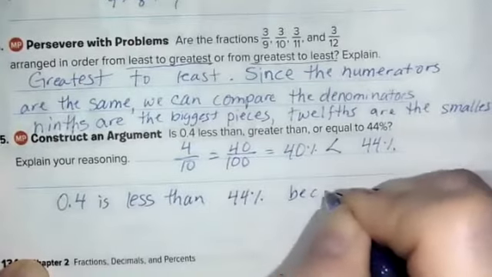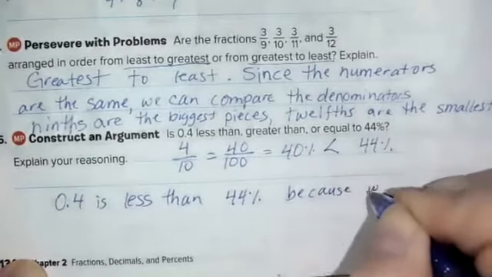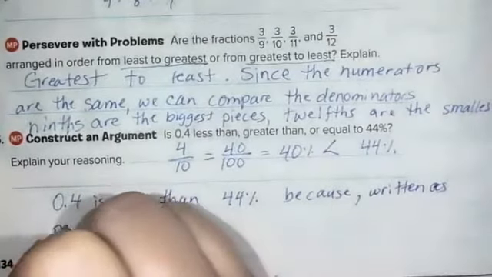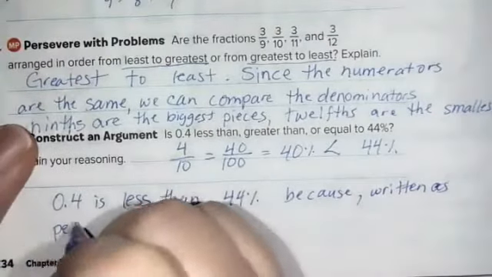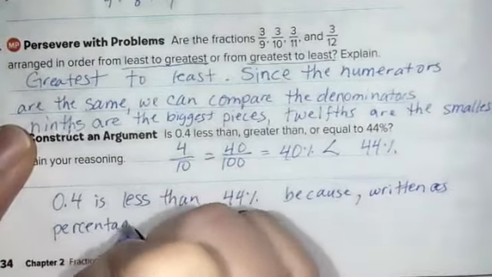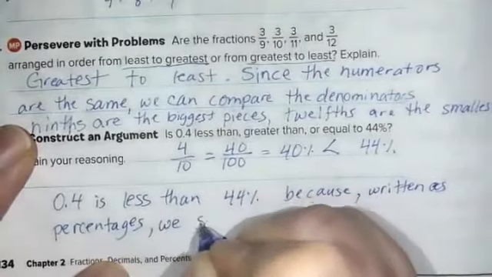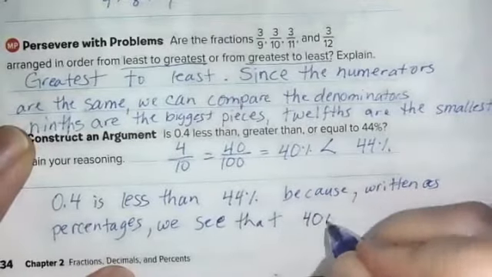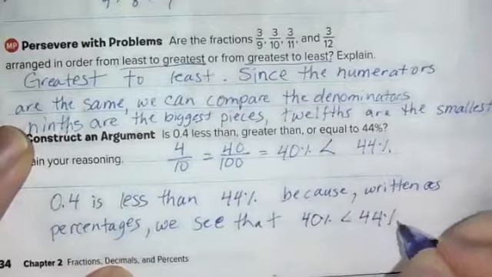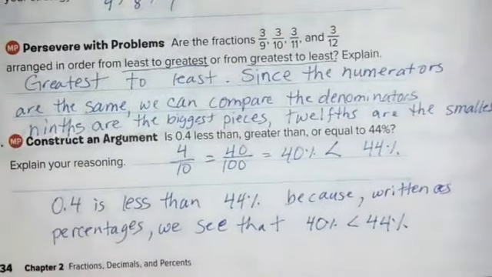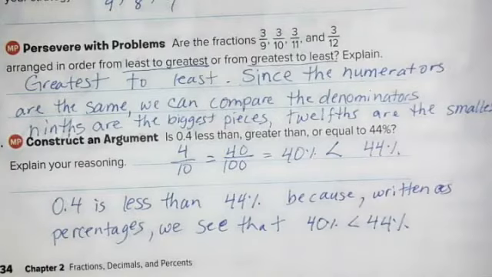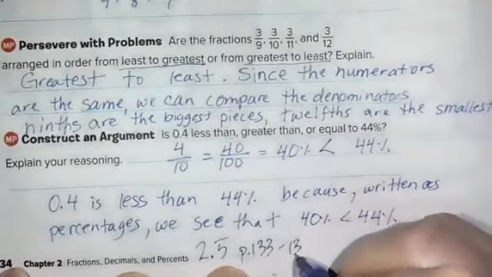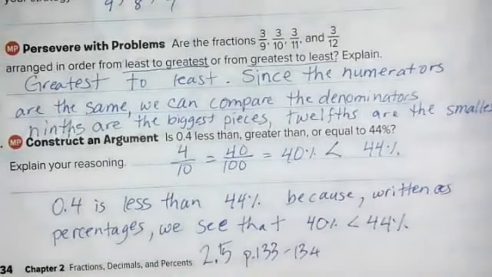Because written as a percent, or written as percentages, I can easily compare to see that 40% is less than 44%. Okay. So we know that 4/10 is less than 44%. And that was chapter 2, lesson 5 on pages 133 to 134.